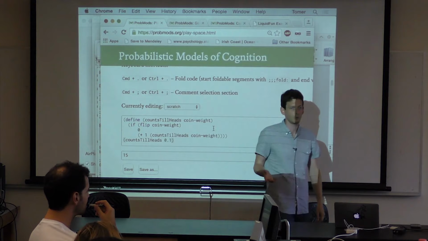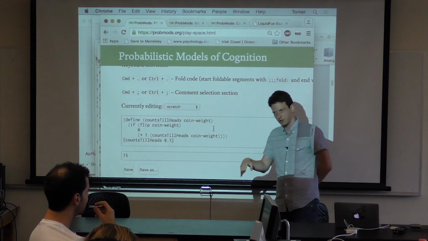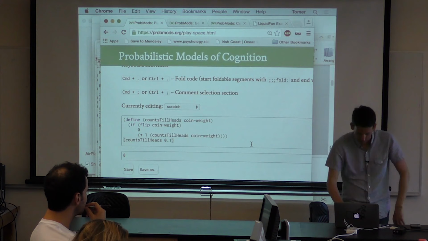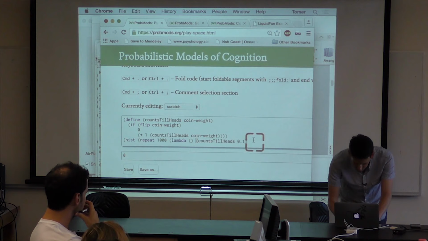In effect, what we've defined here is a procedure that might give us back infinity in some way, except it becomes extremely unlikely to do so with each particular flip of the coin. Now, I ran it once with 0.1, I get 15, I can run it again, and I'll get 8. That just means that on that run, I flipped it 8 times before I got heads. And I can do this many, many different times, like I can do hist, repeat 1,000, of this procedure.